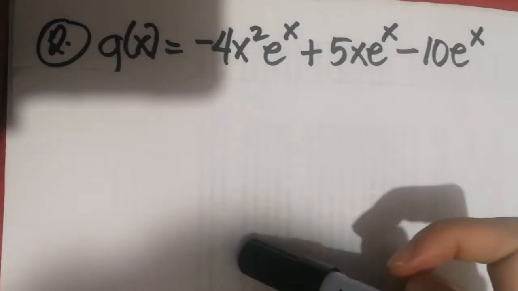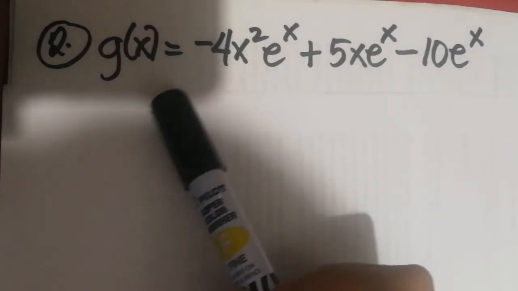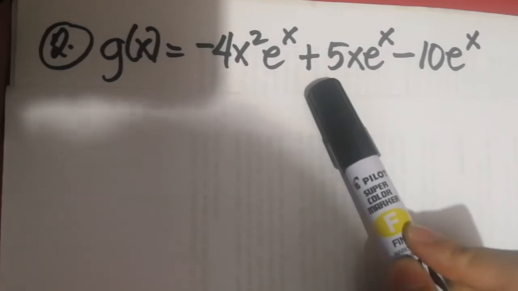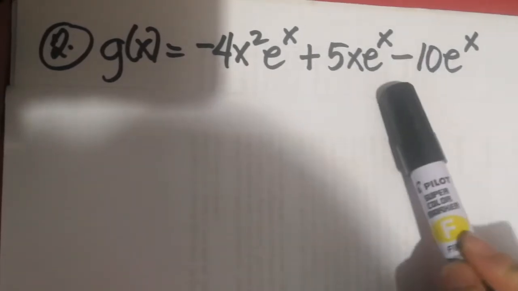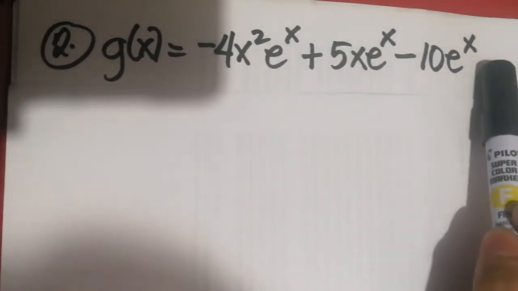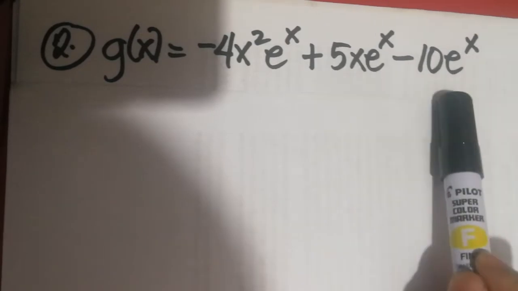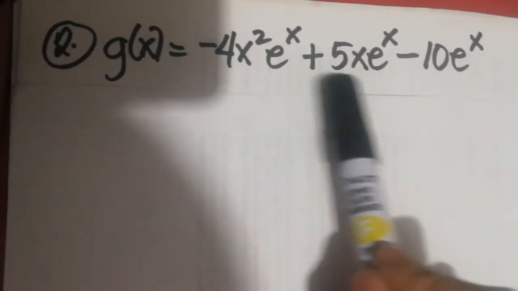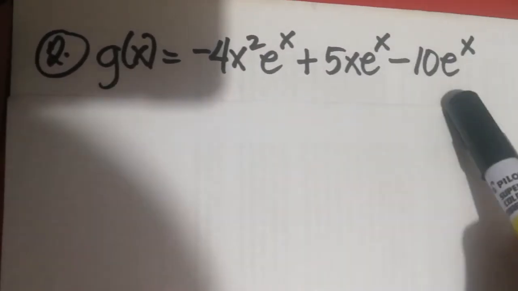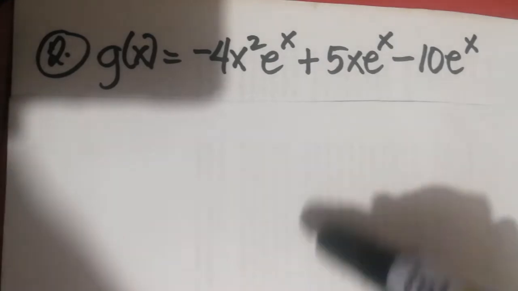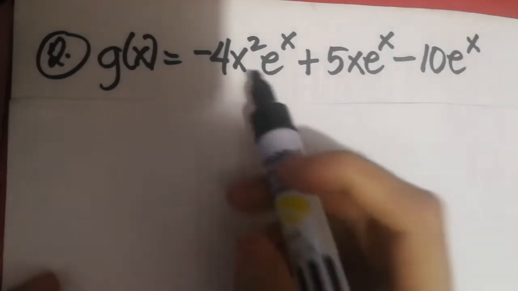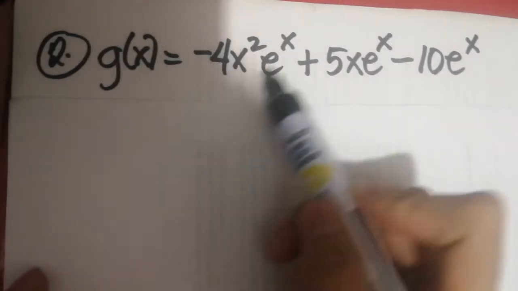Okay, example number 2, we have g of x is equal to negative 4x squared e raised to x power plus 5x e raised to x power minus 10 e raised to x power. So we have to get the derivative of each term. So the first two terms, we have to apply the product rule. And then for the third term, we have to use the constant multiple rule. So first, let's have the derivative of the first term.